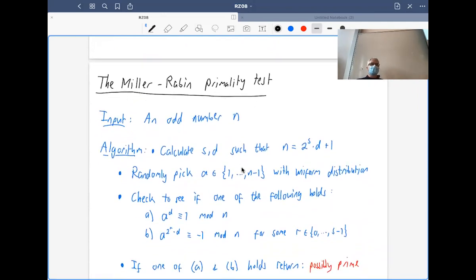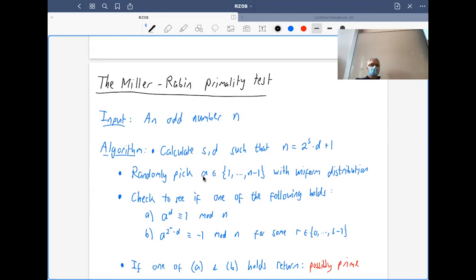The idea is this is going to test if a large odd number is a prime number. So the input is an odd number, n. And the algorithm is first to calculate the s and the d. So subtract 1 from n, count the number of zeros at the end of it. d is the remaining block of digits. That's an odd number ending in 1.